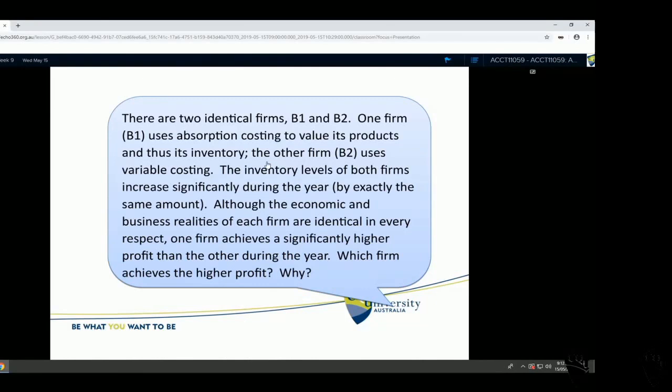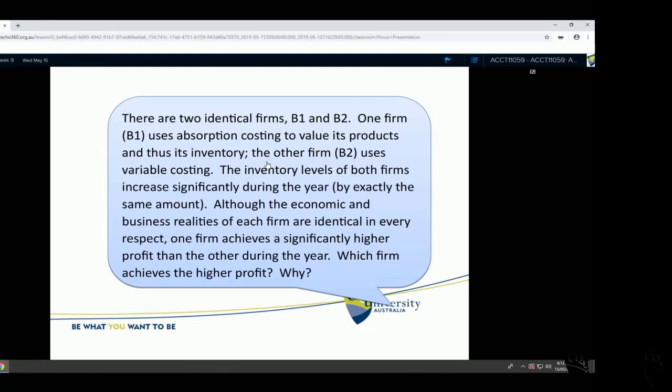One firm, B1, uses absorption costing to value its products and thus its inventory. The other firm, B2, uses variable costing. The inventory levels of both firms increased significantly during the year by exactly the same amount. Although the economic and business realities of each firm are identical in every respect, one firm achieves a significantly higher profit than the other during the year. Which firm achieves the higher profit, B1 or B2, and why?